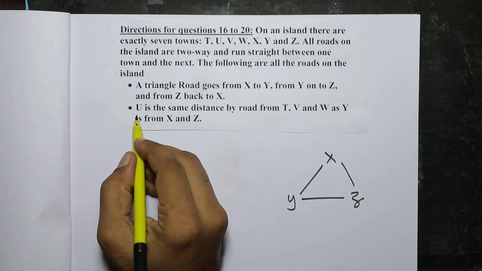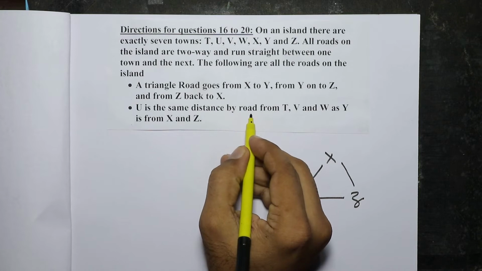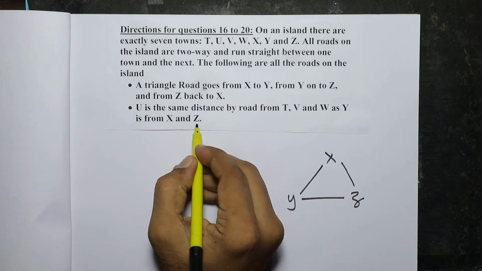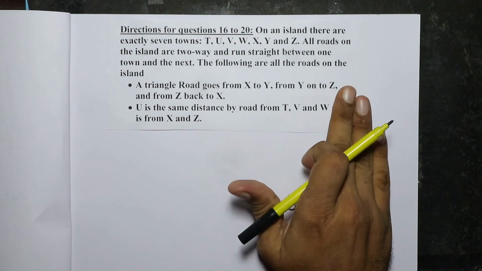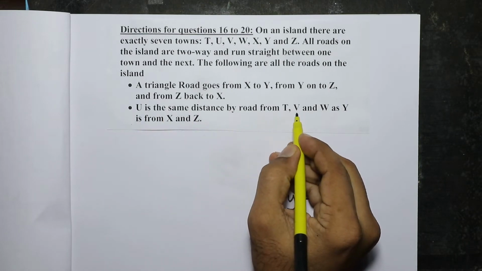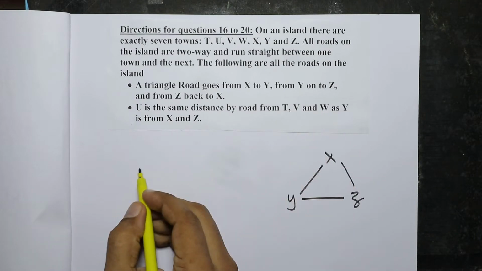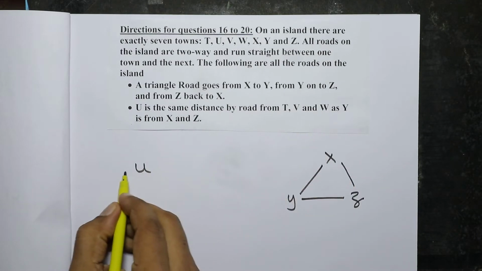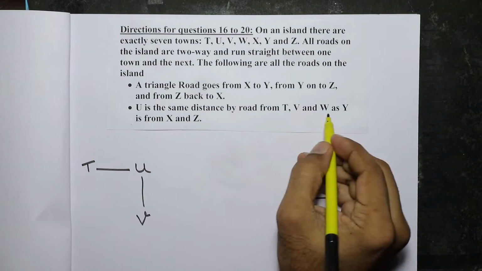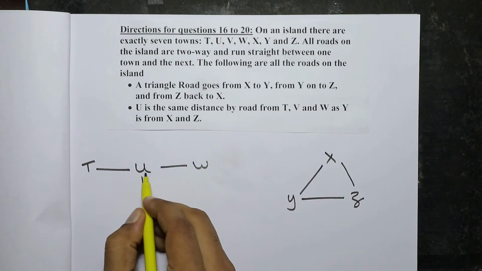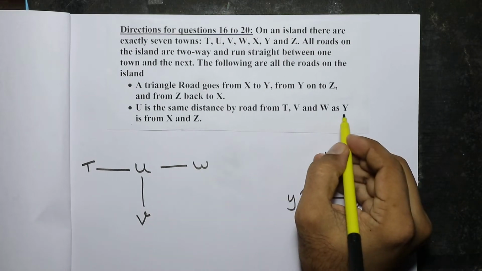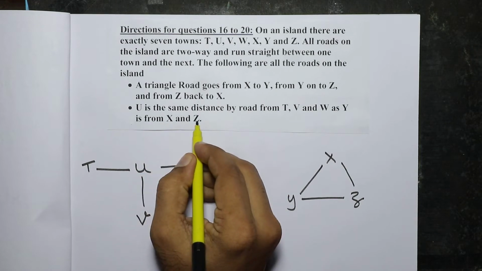The other information is U is the same distance by road from T, V, and W as Y is from X and Z. So if you look at the first part up to here, U is the same distance by road from T, V, and W. So we can represent it like this. If you take U here, we can mark T like this, V like this, and W like this. So U is equidistant to T, W, and V. And that is the same as Y is from X and Z.